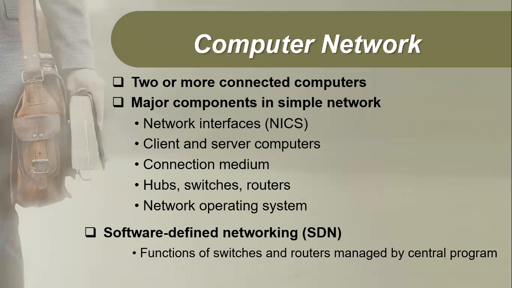A computer network is two or more connected computers. The major components of a simple network are the network interface, client and server computers, connection medium, hubs, switches, routers, and the network operating system. Software-defined networking, SDN, is a network approach in which many of the control functions of the switch and router are managed by one central program, which can run on a specific server that is separate from the network devices themselves.